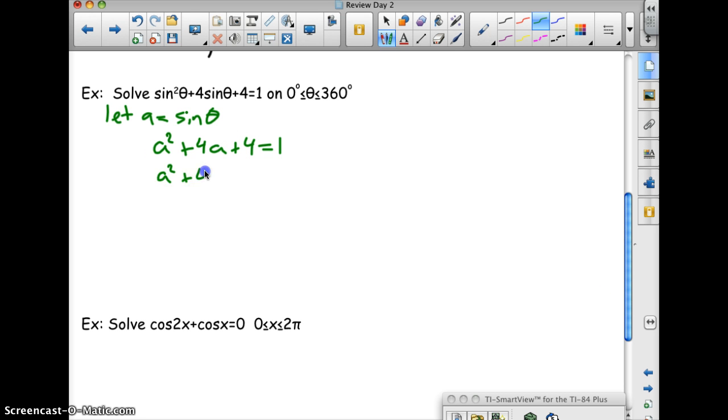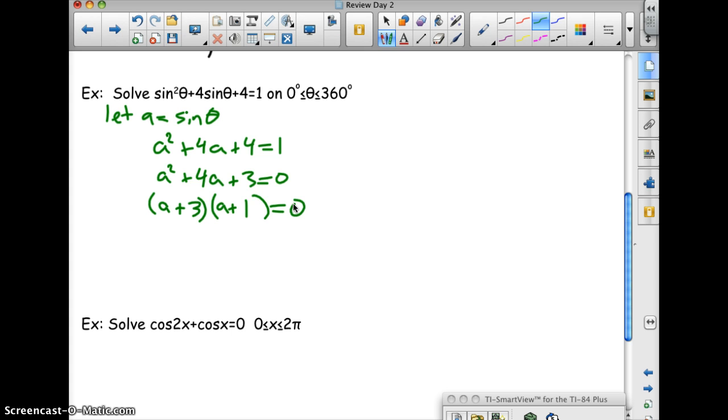I subtract 1 from both sides, just like that, and then hopefully it factors. If it doesn't, you could use the quadratic formula or completing the square. Either one of those, and we'll be going over those later in another video.